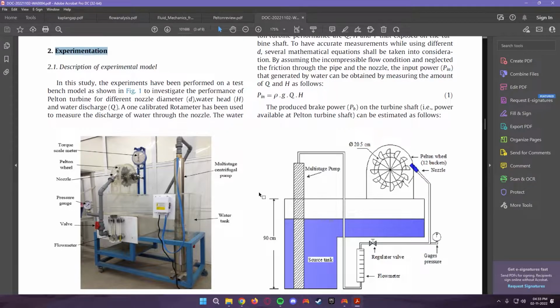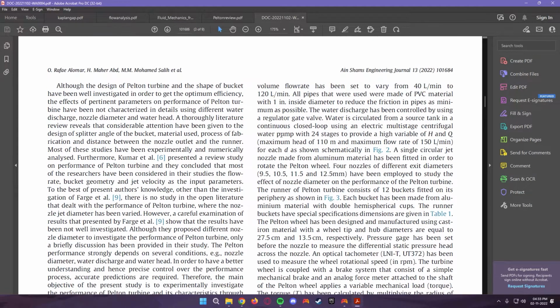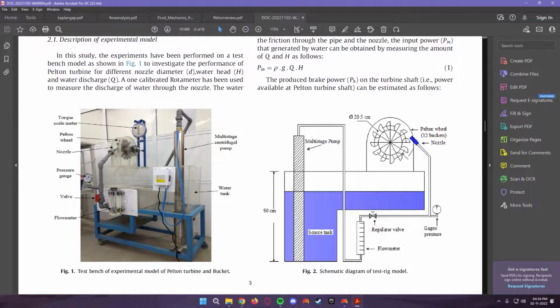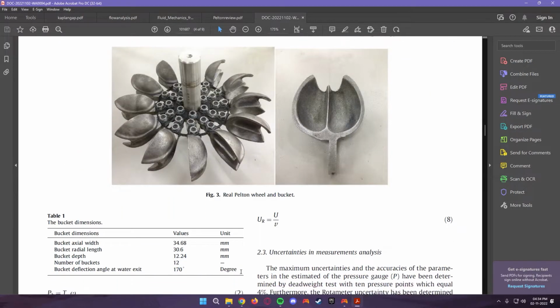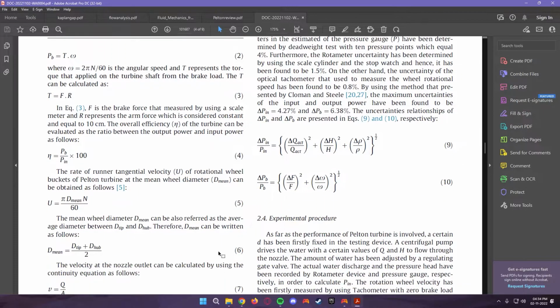The water volume flow rate has been set to vary from 40 liters per minute to 120 liters per minute. And these are the experimental setups. These are the calculations and formulas used.